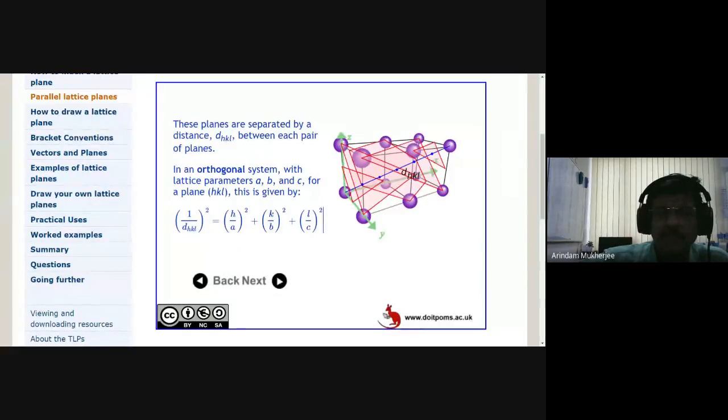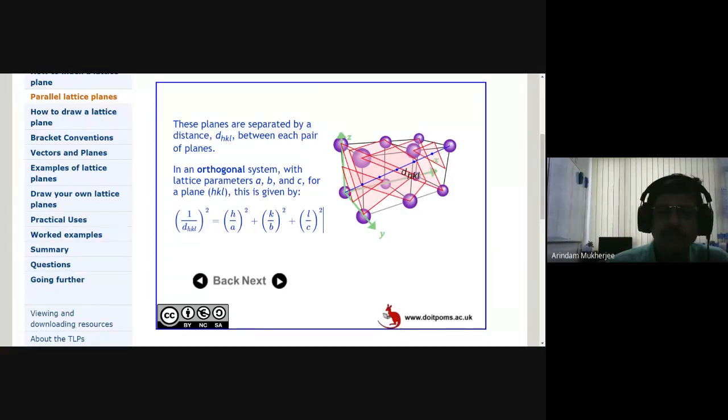In an orthogonal system, I repeat, a is not equal to b, is not equal to c in terms of the a, b, c sides. That means this side and this side and this side. But all these angles between the a, b, c axes, they are 90 degrees. Let us take that and then we start doing this.